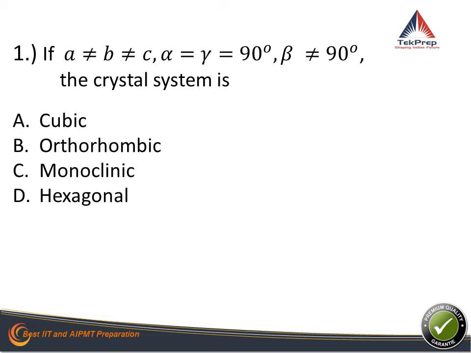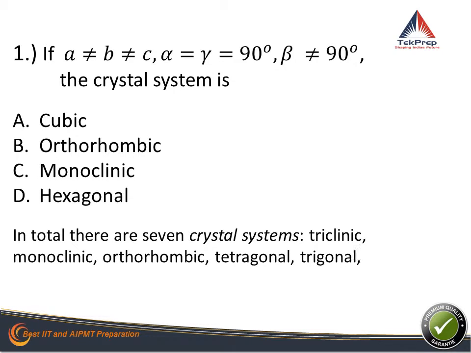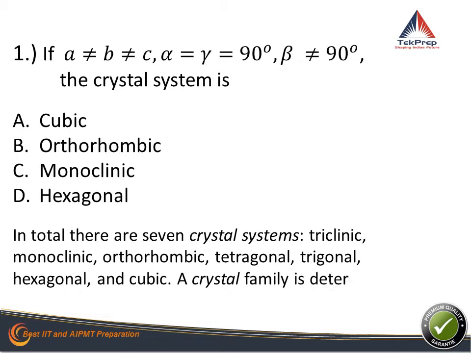Or is it hexagonal? Well, in totality, there are 7 crystal systems, and all the crystal systems are defined by its lattices and point groups. So they are triclinic, monoclinic, orthorhombic, tetragonal, trigonal, hexagonal, and cubic.